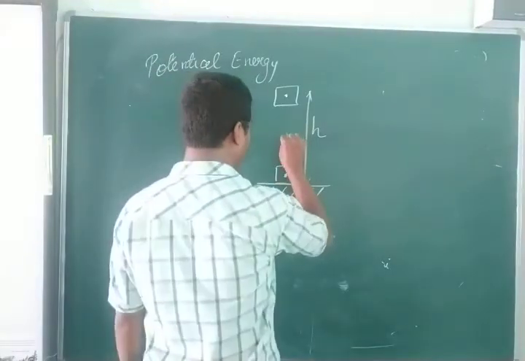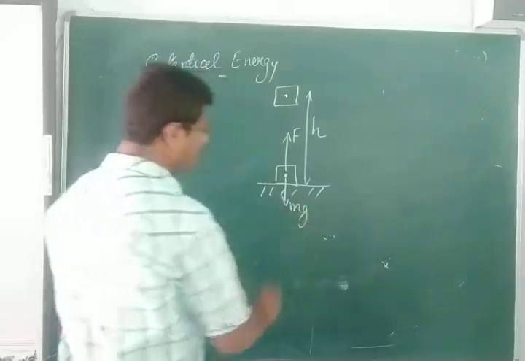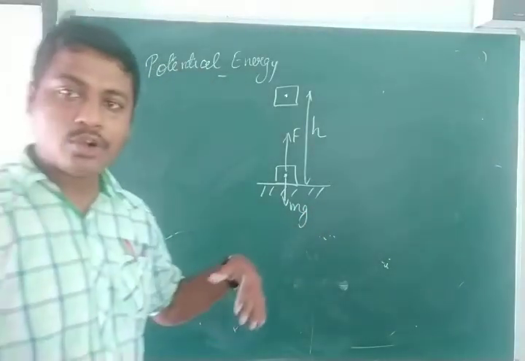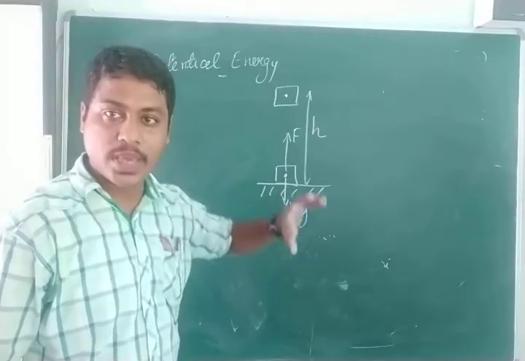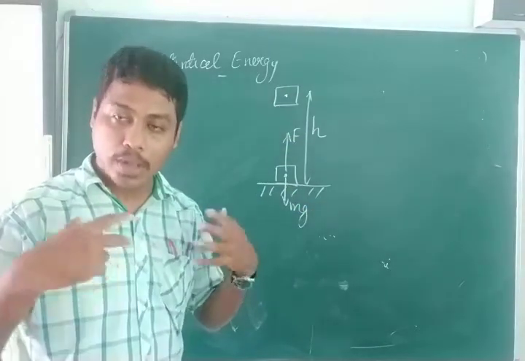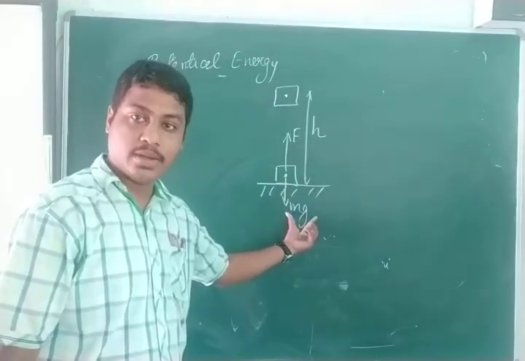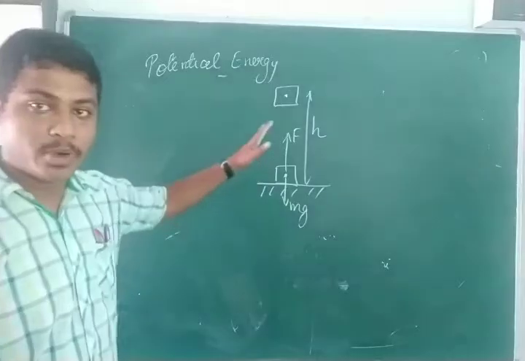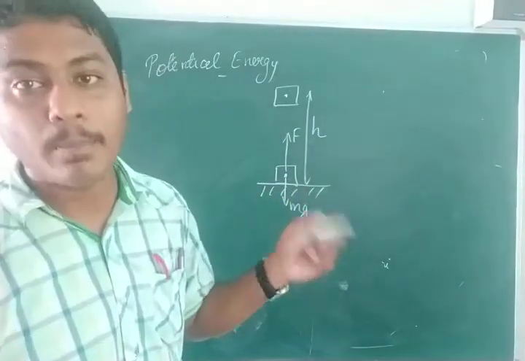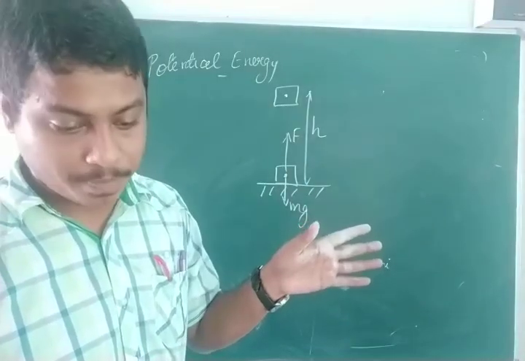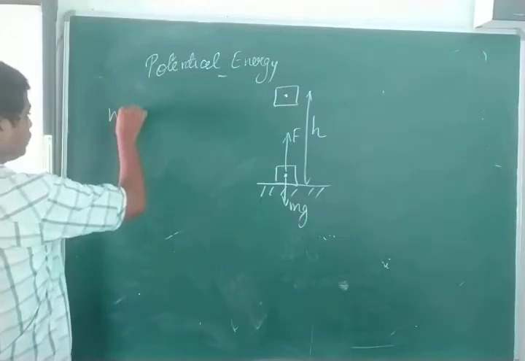You will be applying a force upwards. The weight of the object will be in the downward direction. If you want to lift that object to a height h, obviously you have to apply force against gravity, because the gravitational force is already there. So if you want to lift this object, you have to apply a force equal to or greater than the weight of the body, and it should be opposite to it.